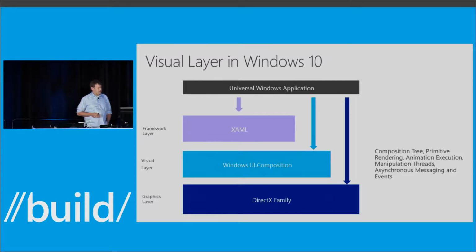Now, the first thing to understand is where this new visual layer fits into the system. It fits in between the framework layer and the graphics layer. We expect most apps will want to start with something like XAML. It does a lot of the heavy lifting for you. It provides services like data binding and accessibility and layout. But there'll be times when you want to get a little bit more flexibility and control, and the composition APIs are designed for just that.